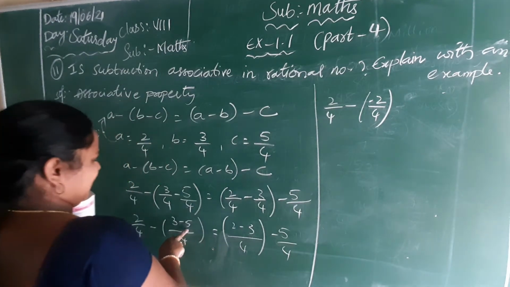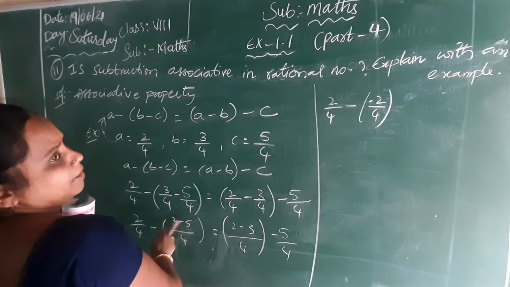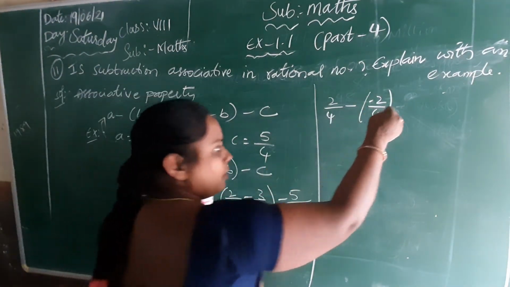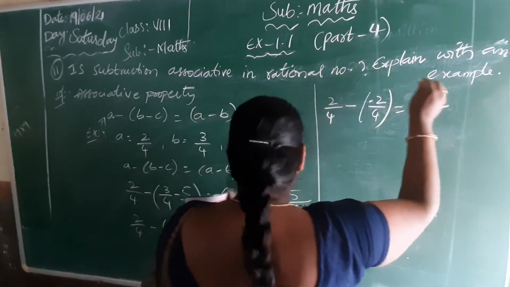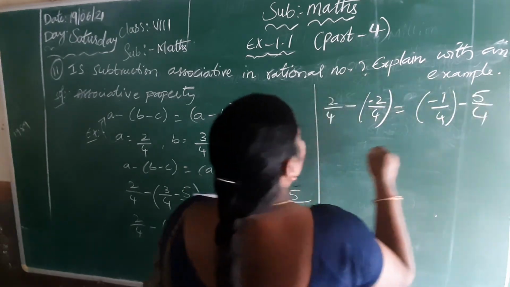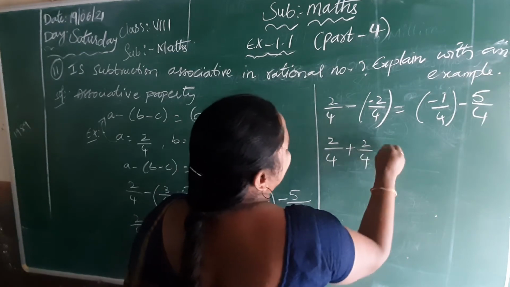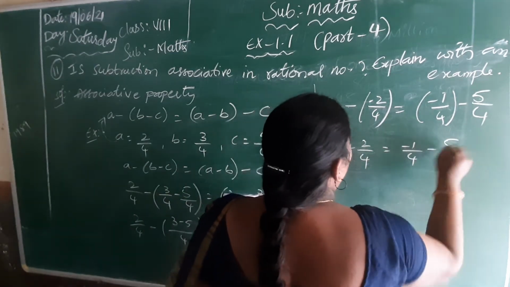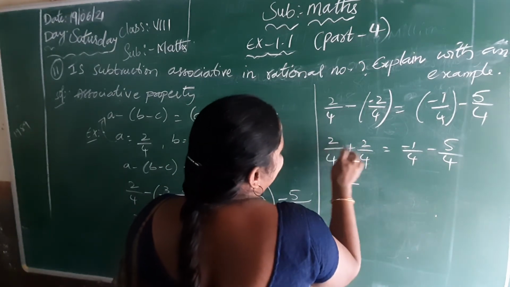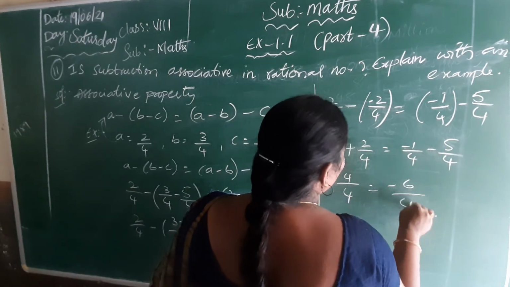3 minus 5 is small minus big, not possible. So big minus small. 5 minus 3 is 2. Bigger number having negative, so negative symbol we need to place here. Now (2 by 4 minus 3 by 4) minus 5 by 4: 2 minus 3 is minus 1 by 4, here minus 5 by 4. So 2 by 4, minus into minus is plus, 2 by 4 on the left side. Now denominators are same. Directly add the numerators. So 2 plus 2 is 4 by 4. On the other side, minus 1 minus 5 is minus 6 by 4.